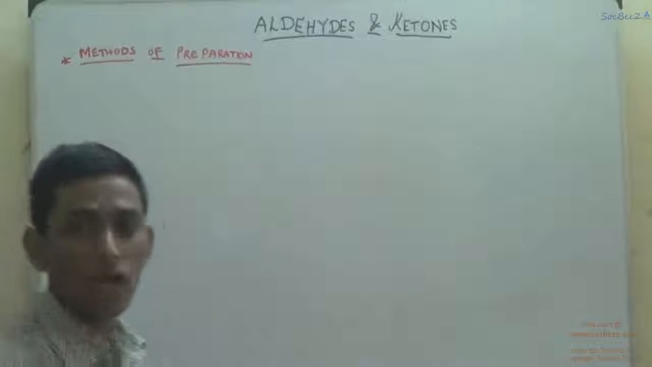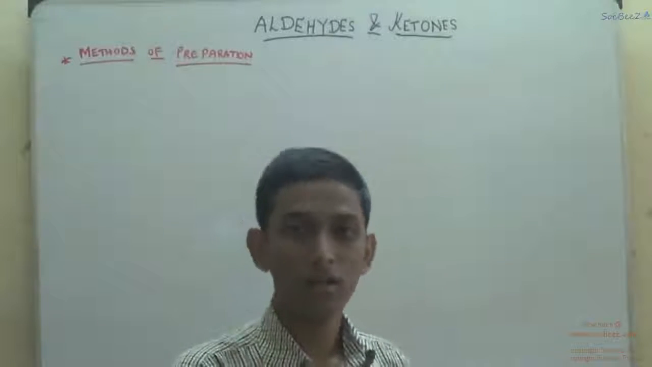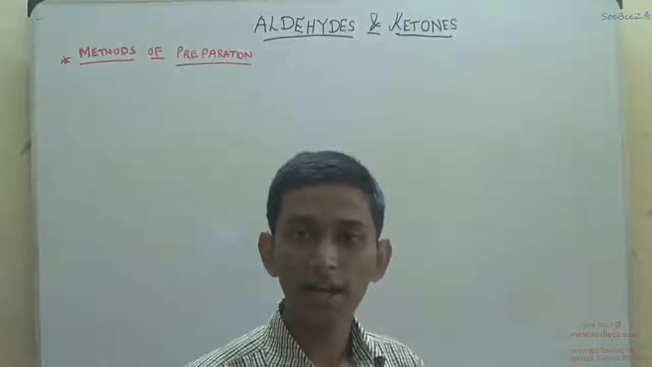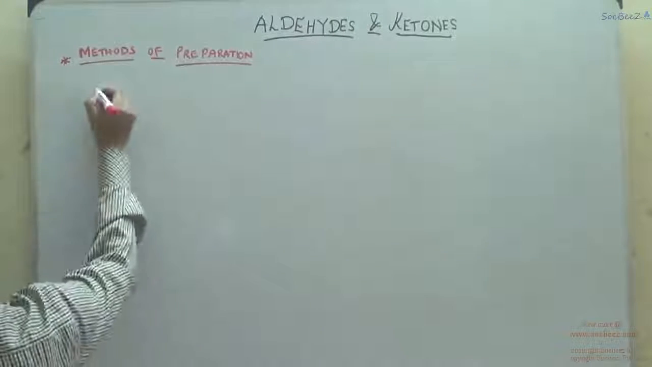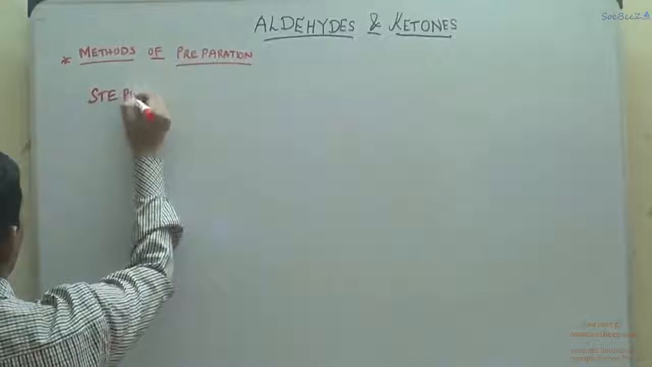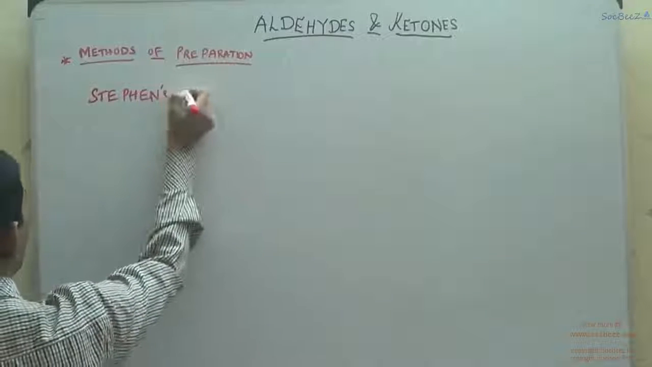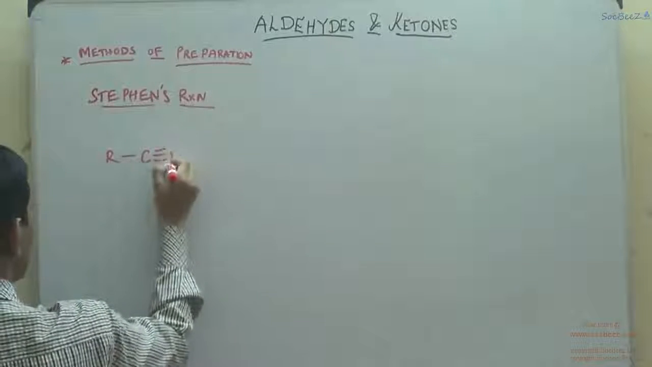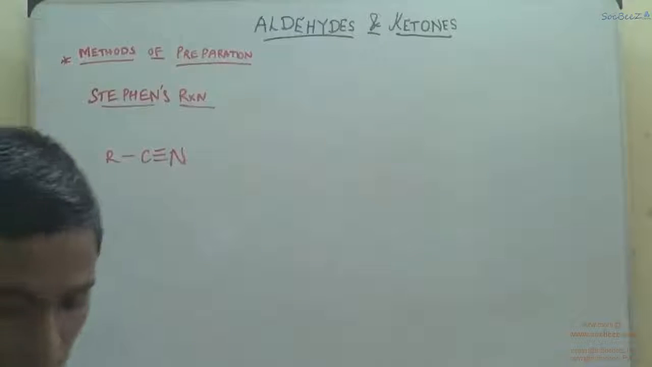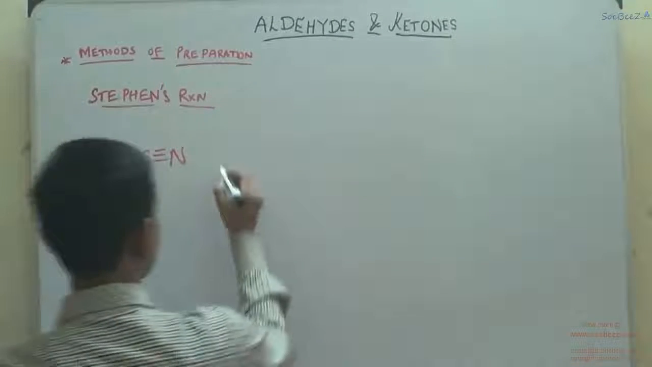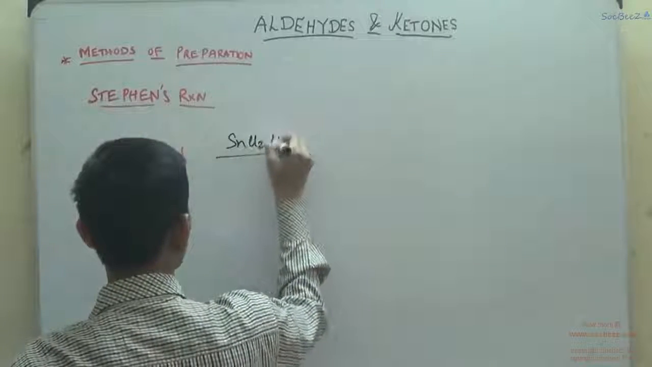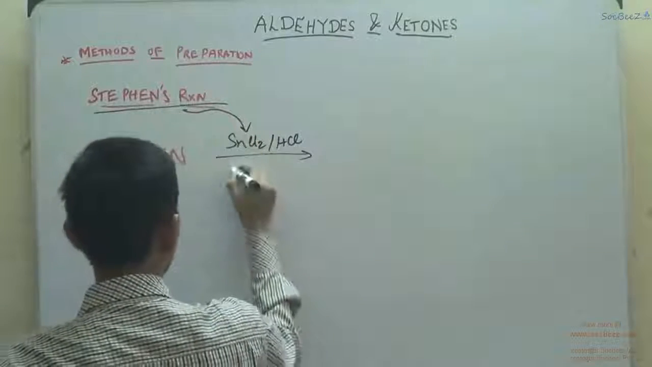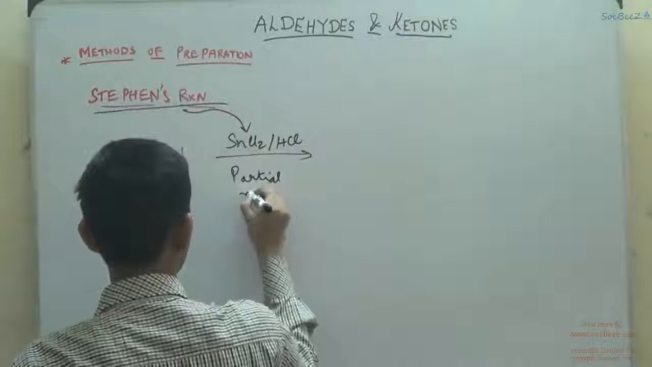From esters you use DIBAL or LiAlH4, and you use Rosenmund's reaction for getting aldehydes from acid chloride. Okay, next is Stephen's reaction. Here use RCN. Depending upon your R, you will get the product. So RCN, you treat it with SnCl2 and HCl as the reagent. Remember Stephen's reaction, the reagent is SnCl2 HCl, and it undergoes partial reduction in the first step.